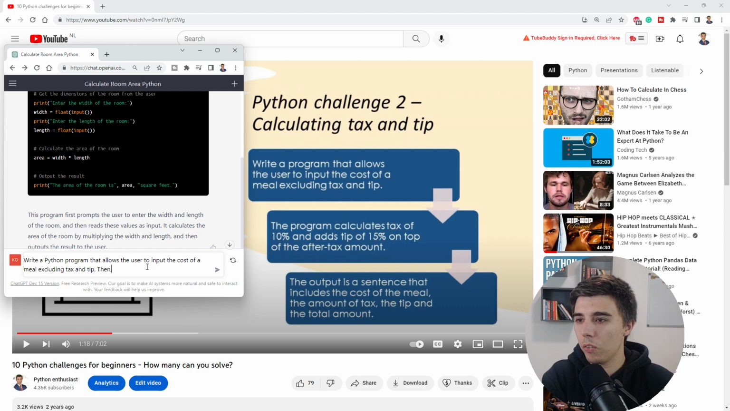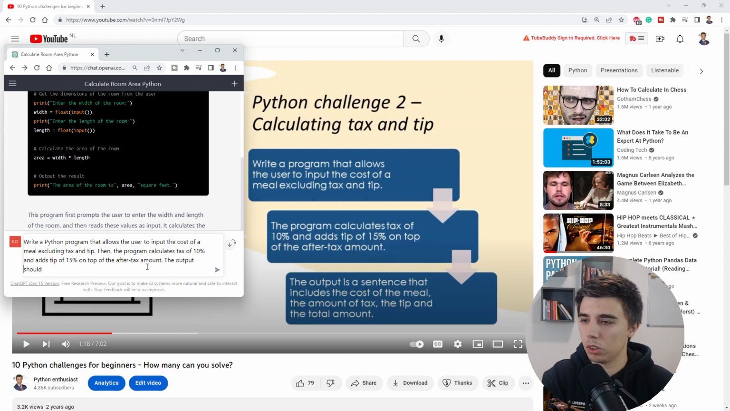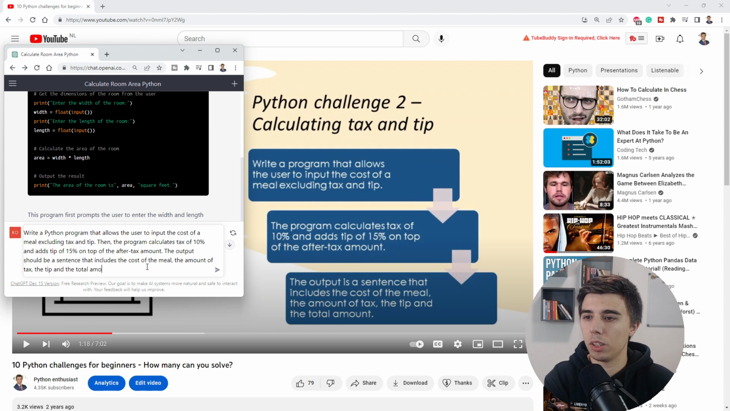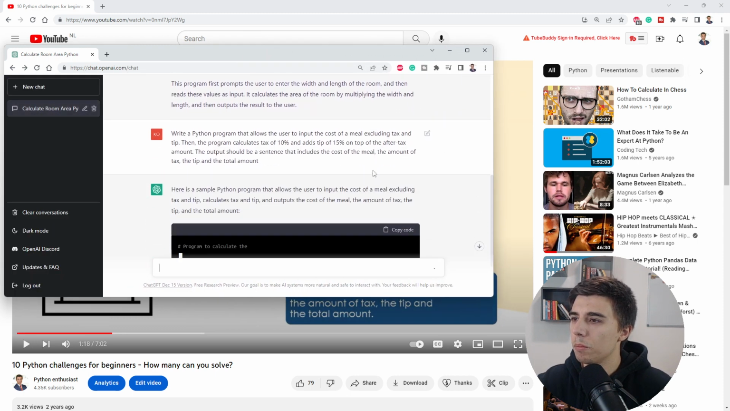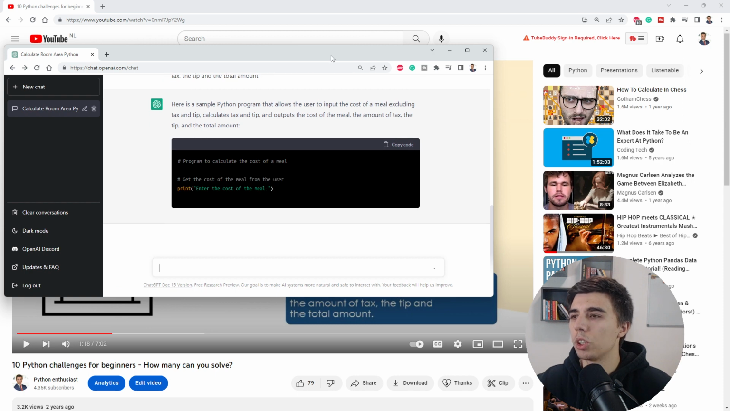Then the program calculates tax of 10% and adds tip of 15% on top of the after tax amount. The output should be a sentence that includes the cost of the meal. So this is the original cost, the amount of tax, the tip, and the total amount. So this is, of course, for a beginner, it's not that complex, but it requires some structuring to put in place.